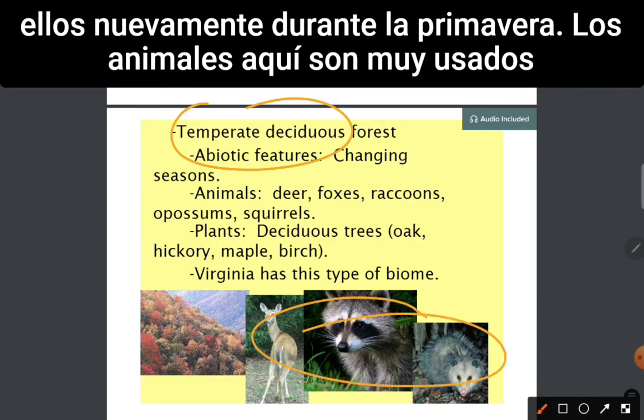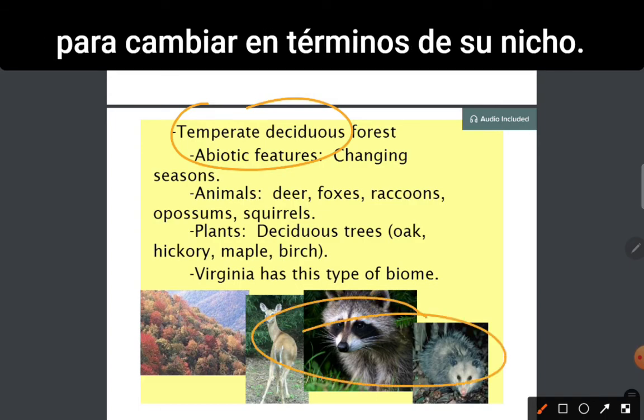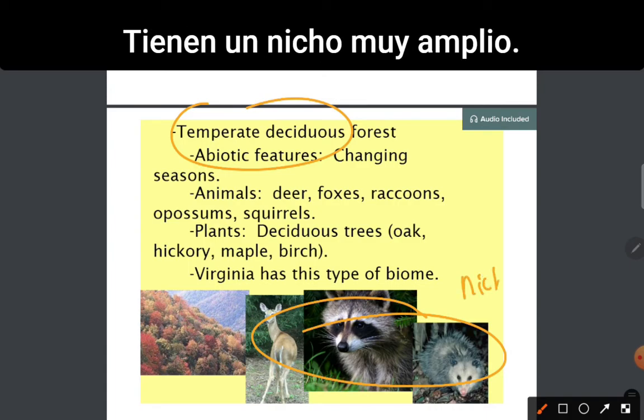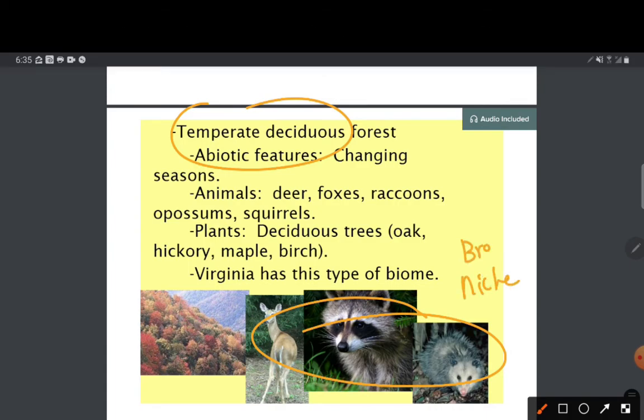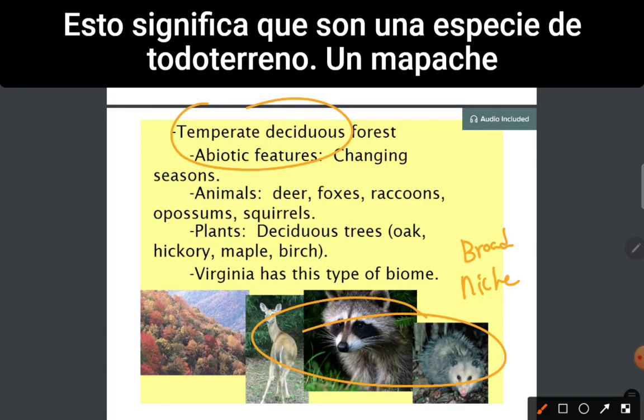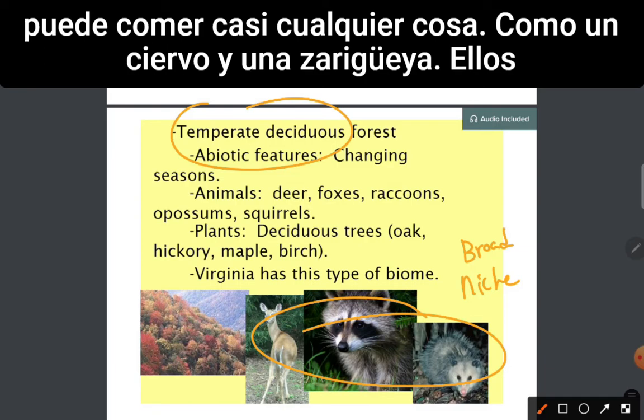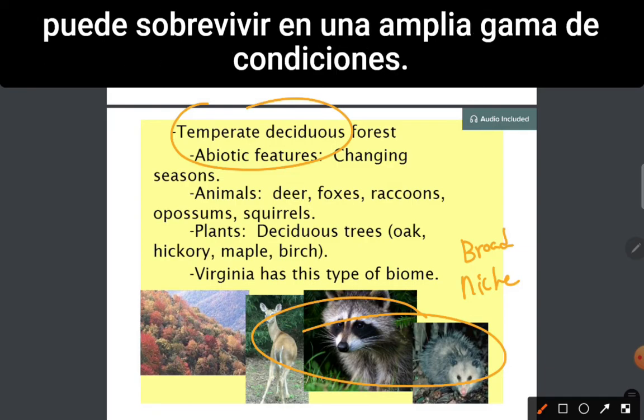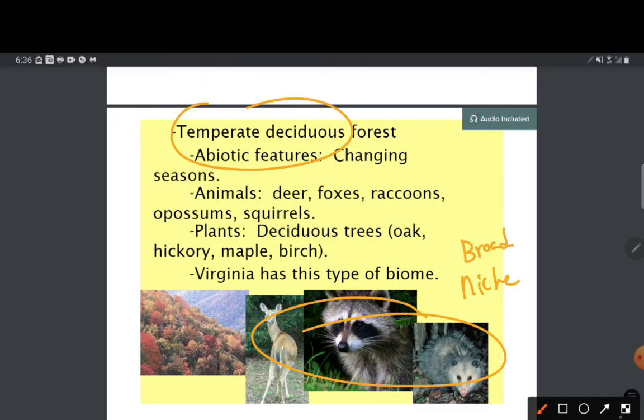The animals here are very used to change. In terms of their niche, they have a very, very broad niche. This means that they're kind of a jack of all trades. A raccoon can eat just about anything, as can a deer and a possum. They can survive in a wide range of conditions.